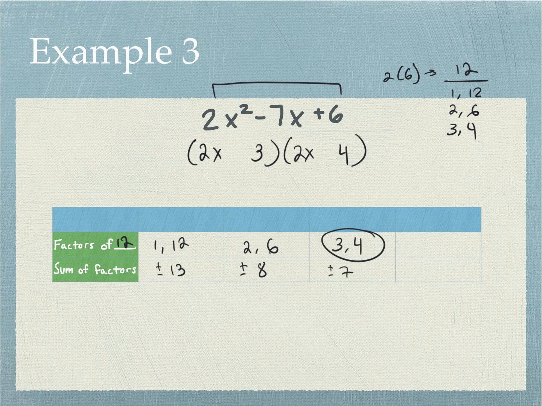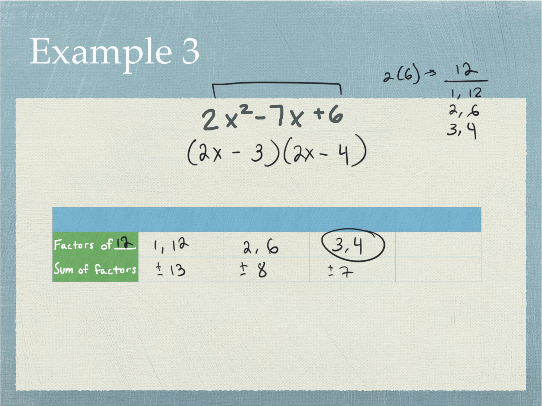The placement doesn't matter, but now it will matter. We need them to add to negative 7. The only way they can add to negative 7 is if both of these are negative. Now, when I multiply two negatives, they make a positive, so we do get that positive 12 that we were looking for.